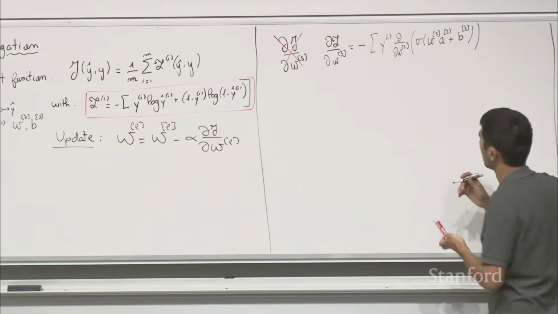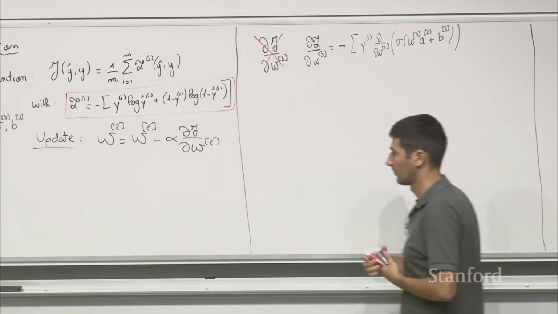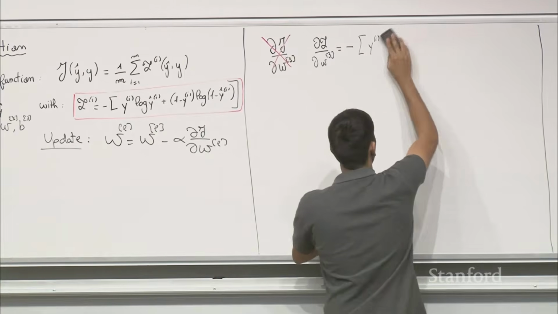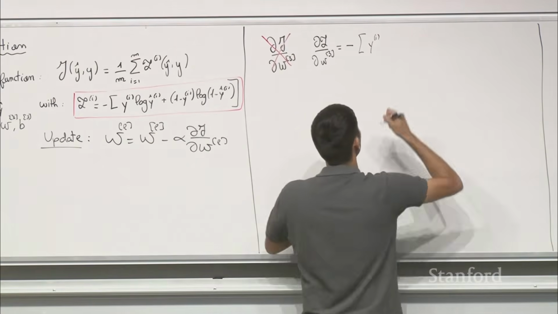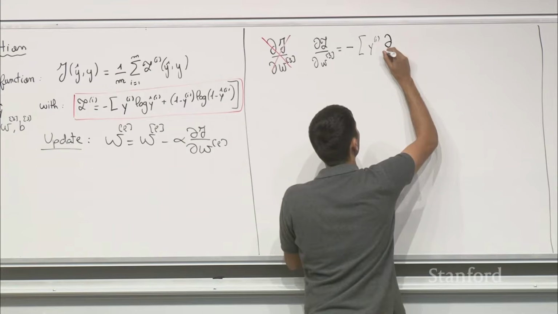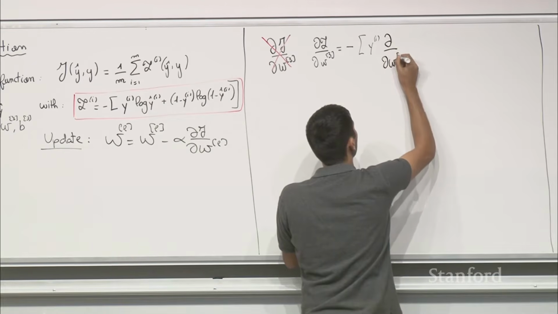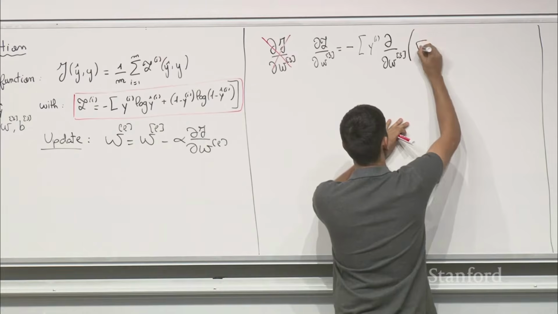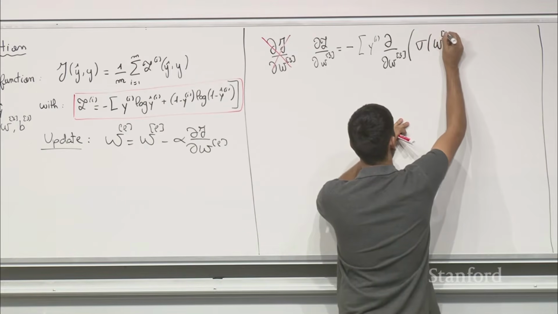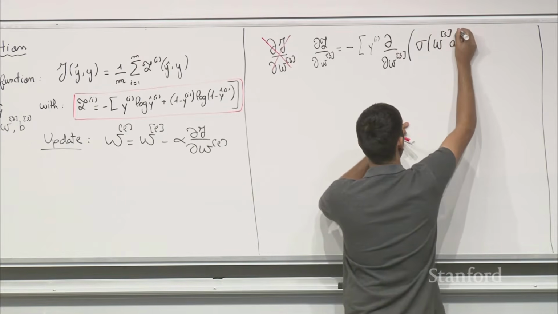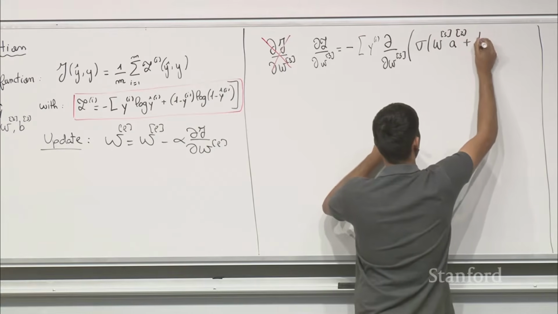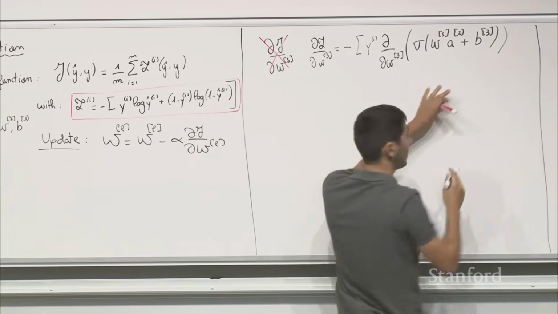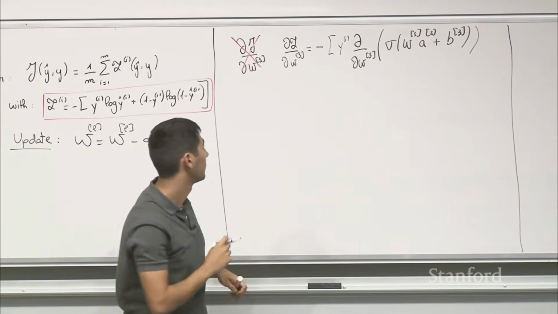Is it good like that? It's too small? W3 A2 plus B3. Is it good like that? Yeah, okay.